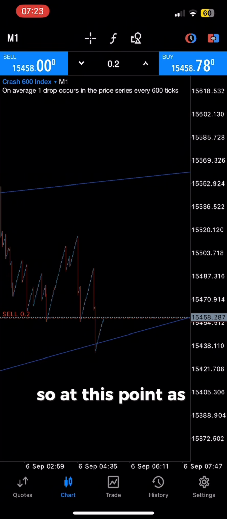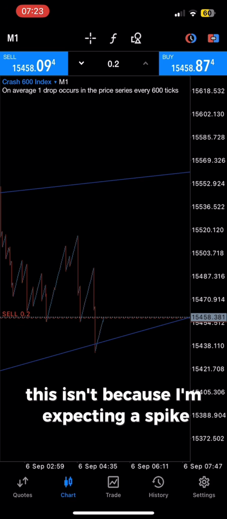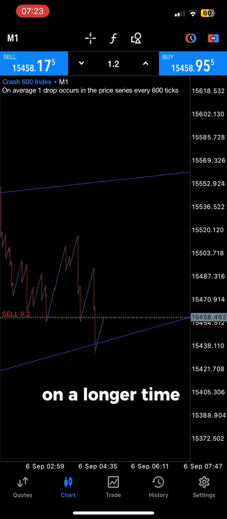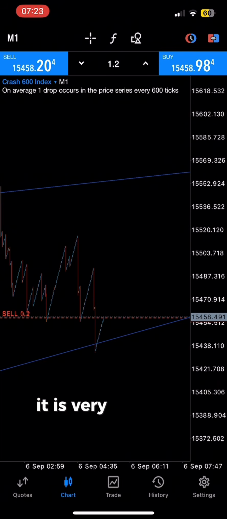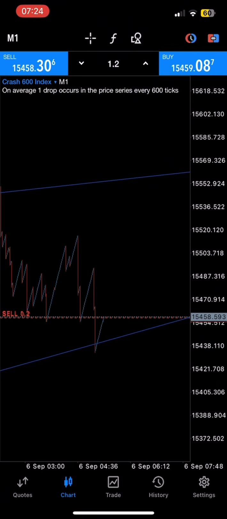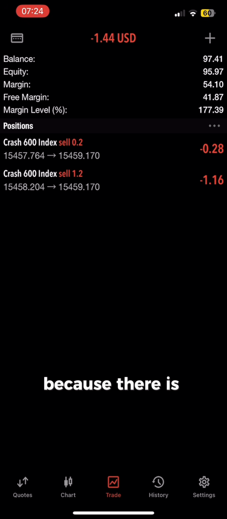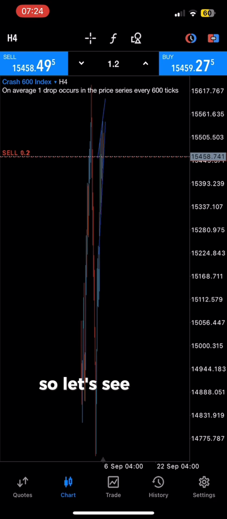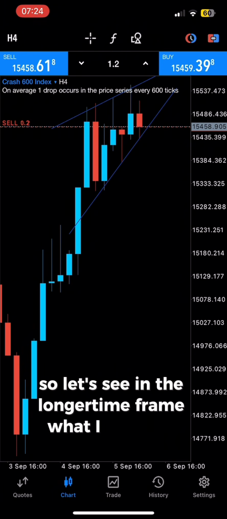So at this point, as you can see, I've sold. This isn't because I'm expecting a spike, but it's actually because I've made analysis on a longer time frame. So it is very advisable for you to make your analysis on a long time frame because there is much accuracy in the longer time frame. So let's see in the longer time frame what I analyzed.